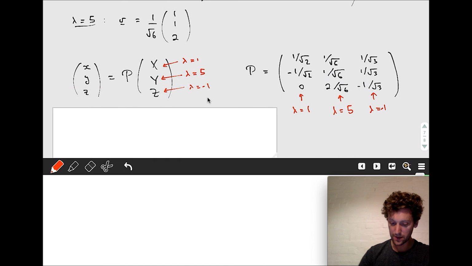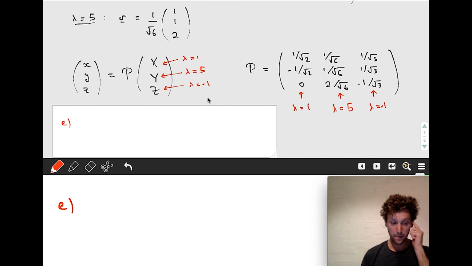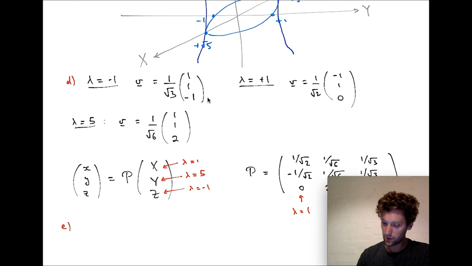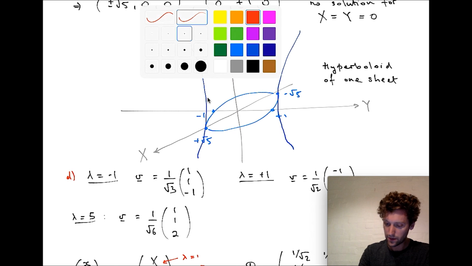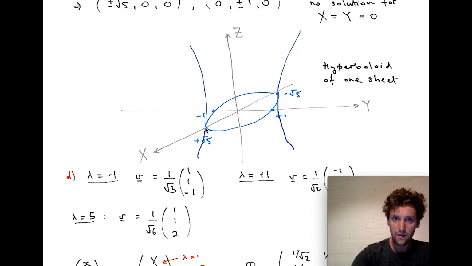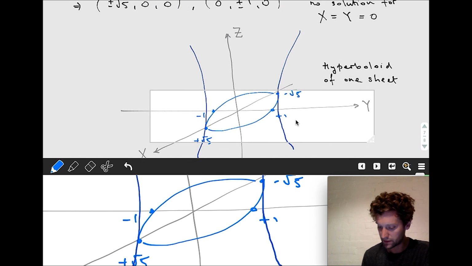The last thing that we're asked to do is to calculate the points of intersection of the quadric surface with its principal axes in terms of the little x, little y, little z coordinates. So let's go back and take a look at our picture here. What were the points of intersection of the surface with its principal axes? Well, you can see that those are occurring here, here, here, and here. So what are those coordinates in our big X, Y, Z coordinate system?